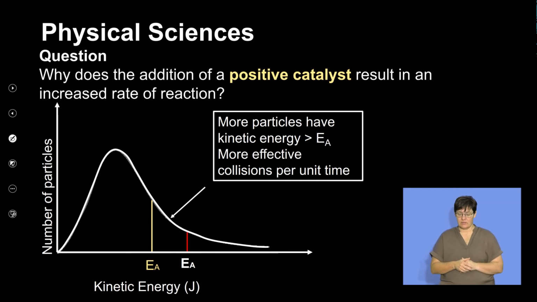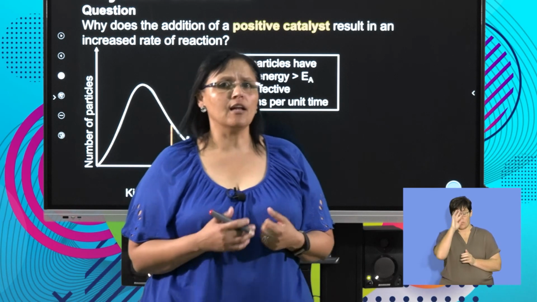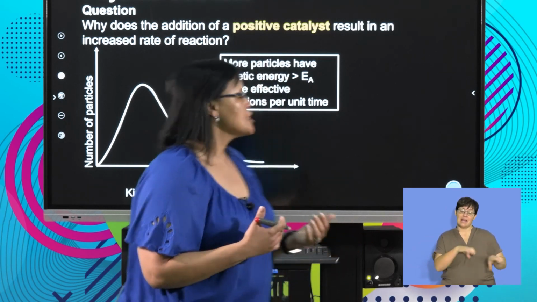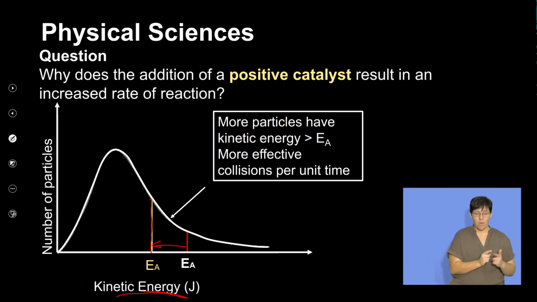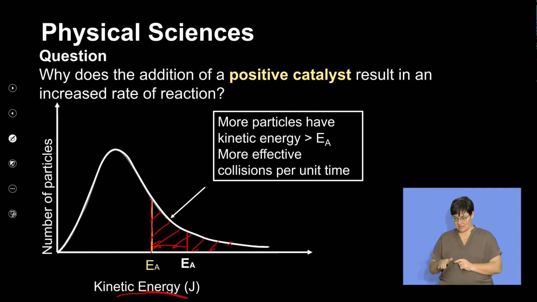We look at how the positive catalyst will be shown on the Maxwell-Boltzmann distribution. Remember, it lowers the activation energy. So if we look at our axis here, our kinetic energy on the x-axis, we can now see that the activation energy moves a little back on the axis to a smaller number. So all these particles there will result in effective collisions per unit time.